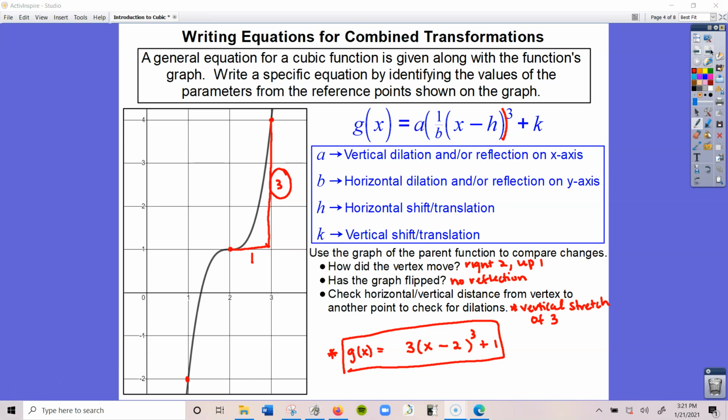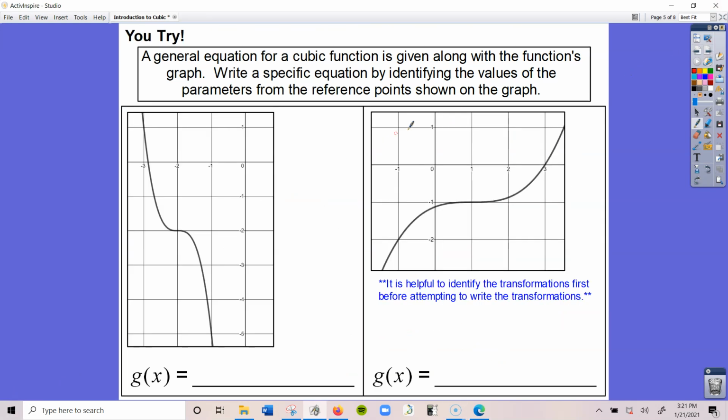Let's look at a couple more examples. Here we have the graph of some cubic function. First, we want to identify if there are any transformations, or rather translations. And the first thing that we do is we locate the vertex. The vertex is here at -2, -2. Now, keeping in mind that for the original cubic function the vertex is located at 0, 0, that means that this graph shifted to the left 2 and down 2.